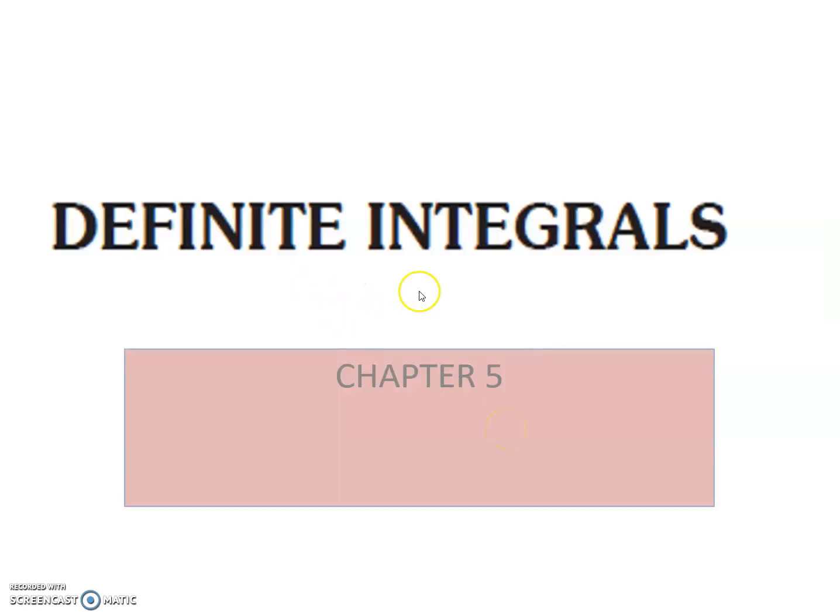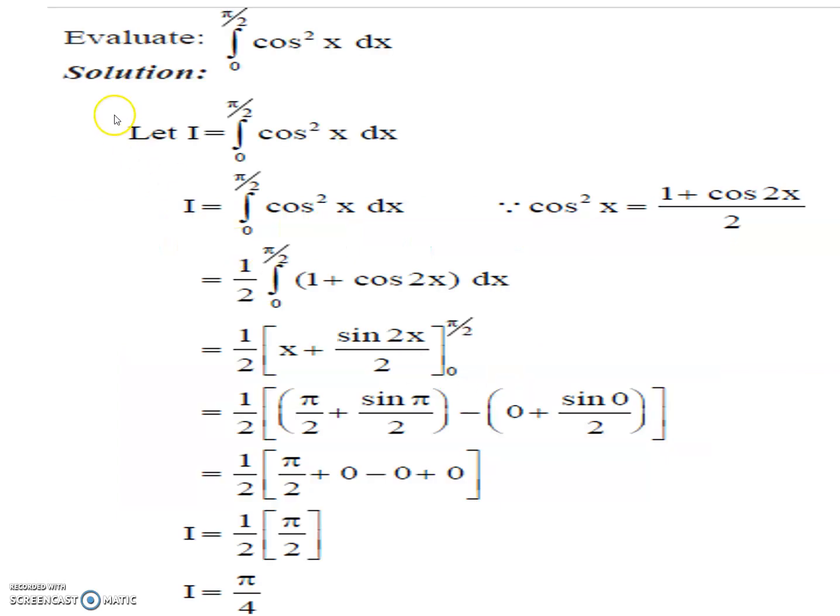Our chapter is Definite Integral, chapter number 5. We have to continue from the definite integral example based on trigonometric function. Lower limit is 0, upper limit is pi by 2, cos square x dx. We know that cos square x is not found directly by a formula. We have to use our trigonometry formula: cos square x is equal to (1 plus cos 2x) upon 2.